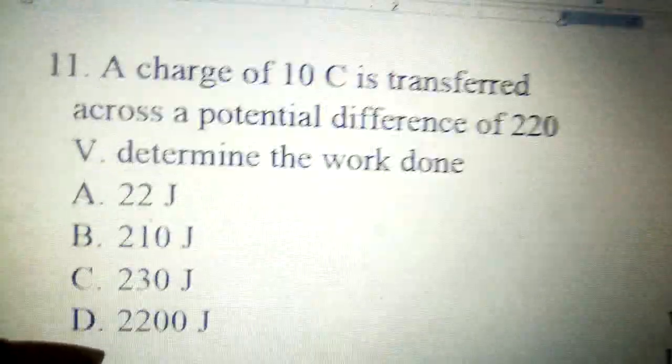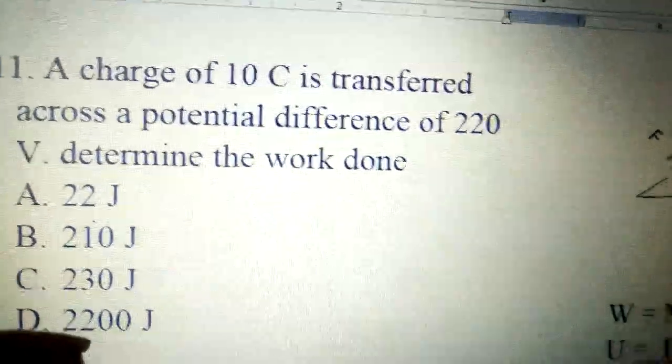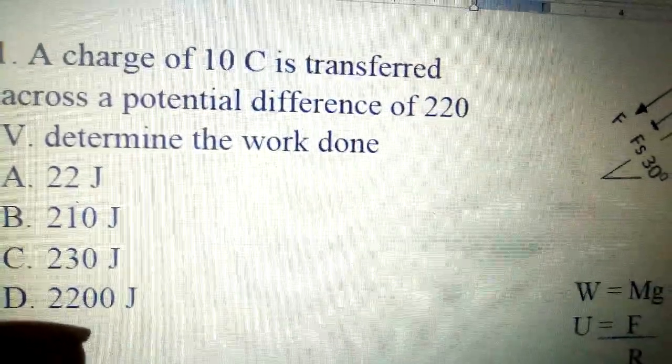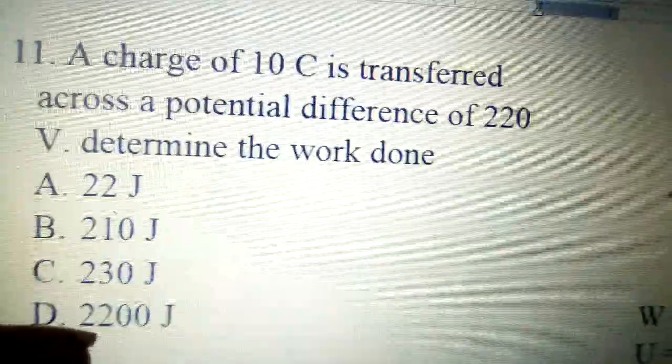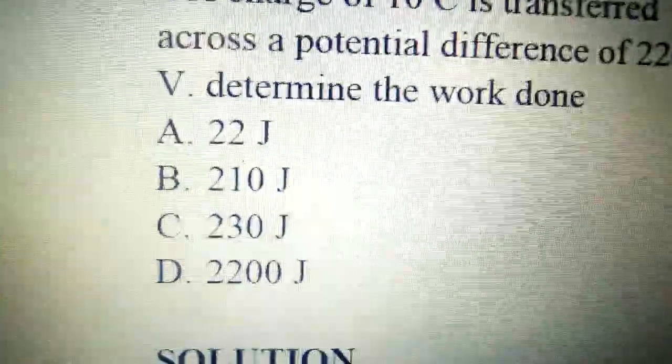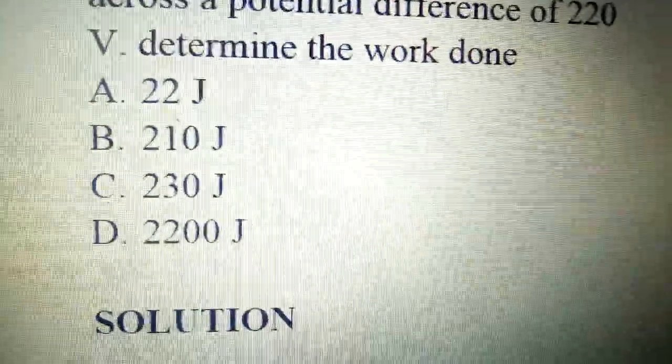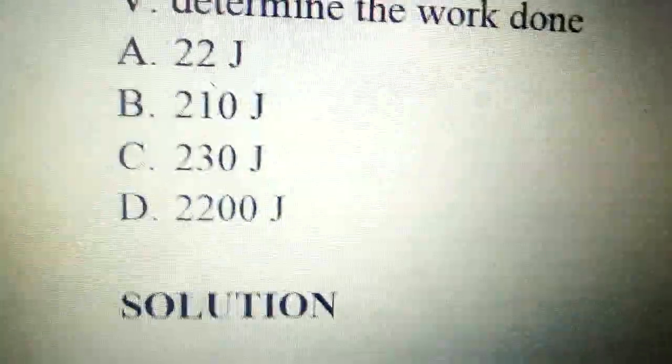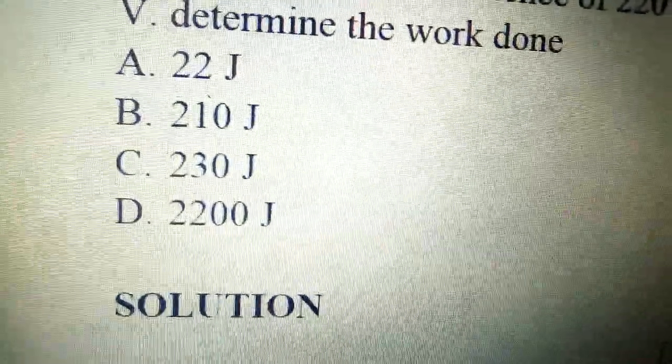Number 11, a charge of 10 coulombs is transferred across a potential difference of 220 volts. Determine the work done. Option A is 22 joules. Option B 210 joules. Option C 230 joules. Option D 2200 joules. The answer is D, 2200 joules. Let's look at the solution.